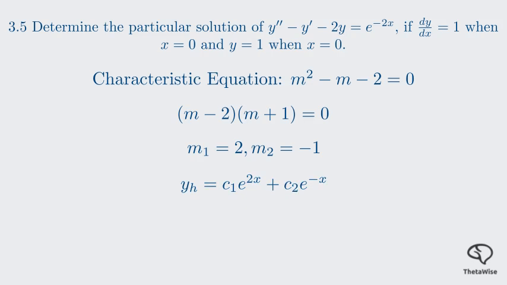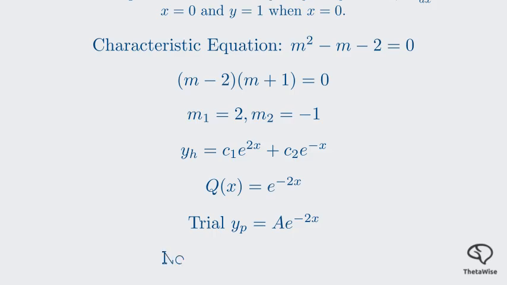Now let's find y_p. Our Q(x) is e to the negative 2x. A standard trial solution would be y_p equals A e to the negative 2x. But before we proceed, we must check for duplication. Is e to the negative 2x part of our homogeneous solution? No, so our trial solution is valid.